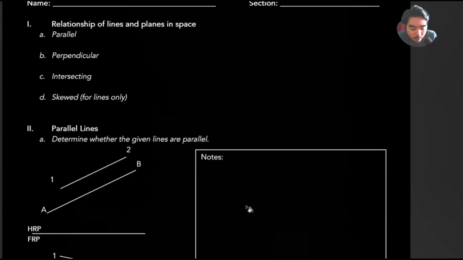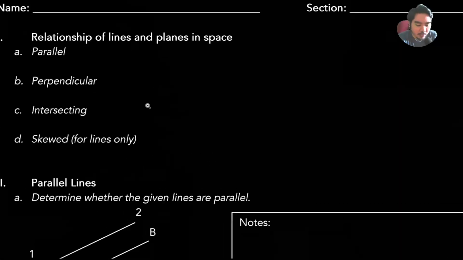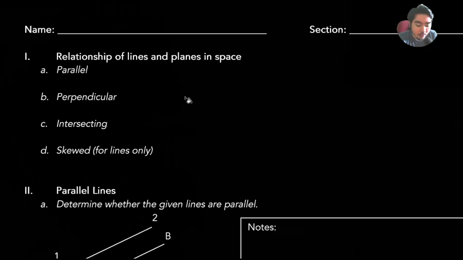Let's start with parallelism, no? So, but before that, kailangan muna natin i-define tong a few relationships of lines and planes in space. So we have parallel. So parallel is when two lines, if they have the same direction, then they will never meet despite kahit i-extend natin sila, no? So that is those are parallel lines.